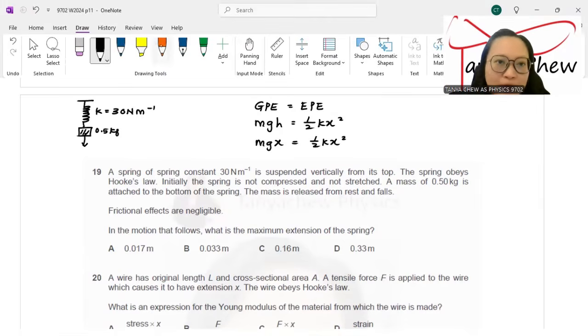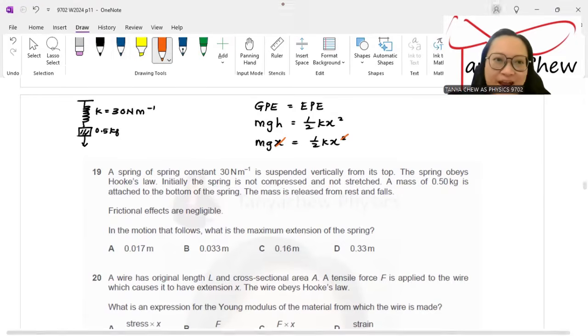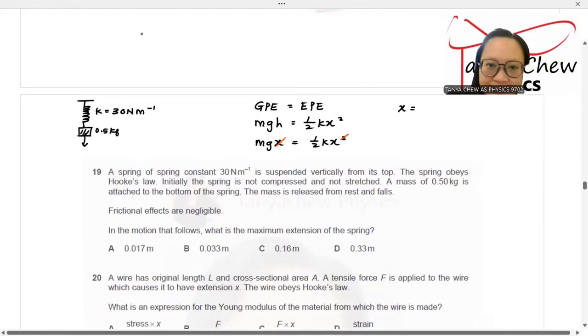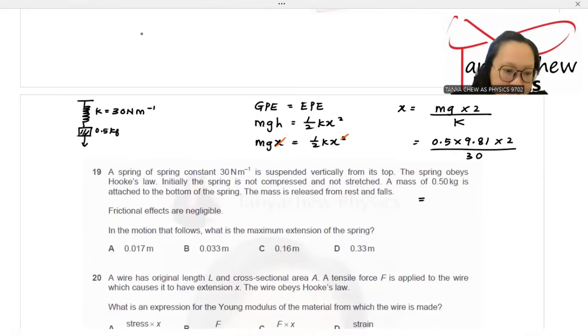What you need to do now is cancel this, and make x the subject. Now, x is equal to mg times 2 divided by k. m is the mass, 0.5. g is 9.81, times 2, divided by 30. So you get 0.327 meter, which is D.